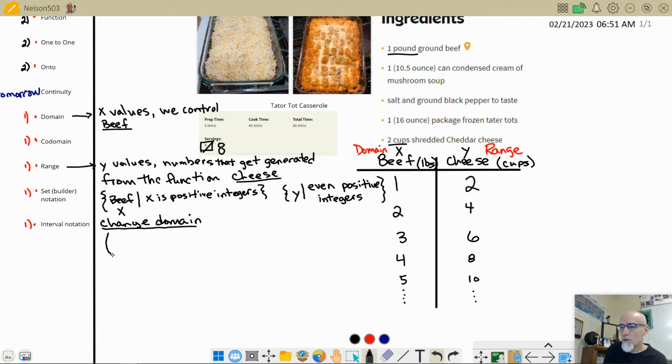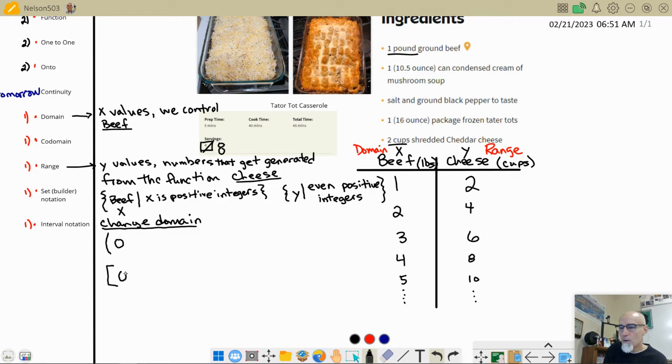So here's what interval notation looks like. I'm going to put a parenthesis down because I don't think you could make the recipe without beef. You've got to have beef. So it's got to be greater than, that's what the parenthesis means. I'm not going to take 0. If I wanted 0, then I would put a square bracket.